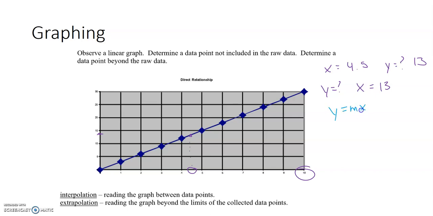Y equals mx plus b. M is the slope, rise over run. So we'll do the slope of the whole graph. So our rise starts at 0 and goes to 30. Our run, we started at 0 and went to 10. Our slope is 3. So we go up 3 blocks for over every 1.